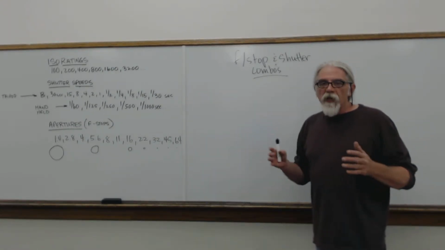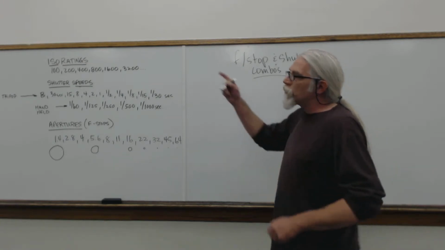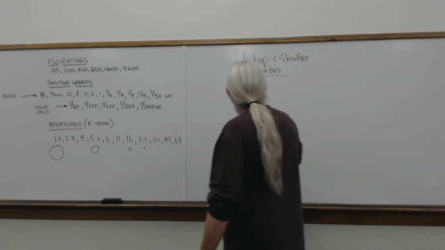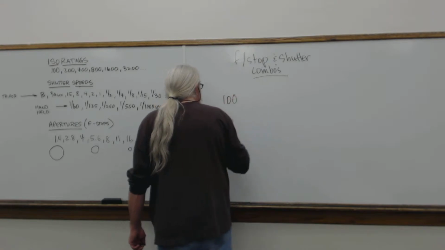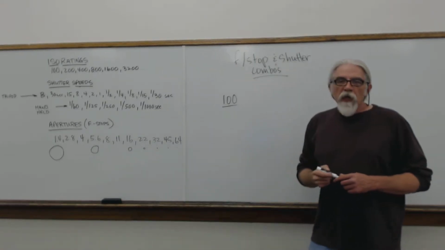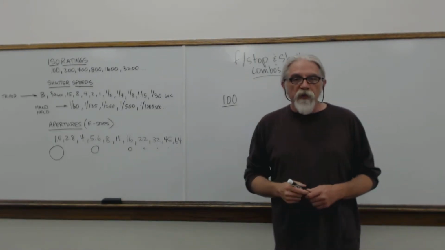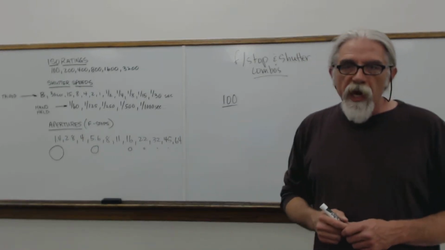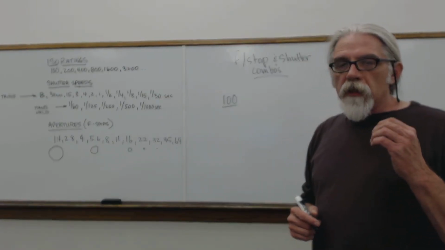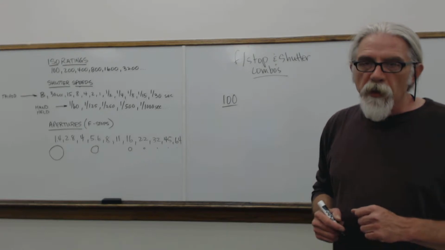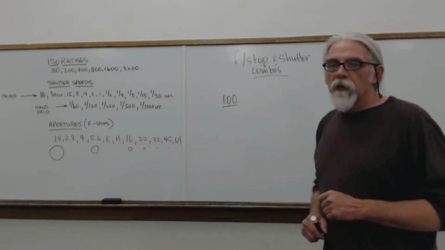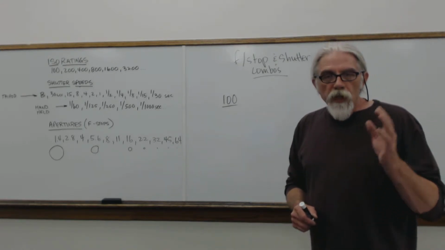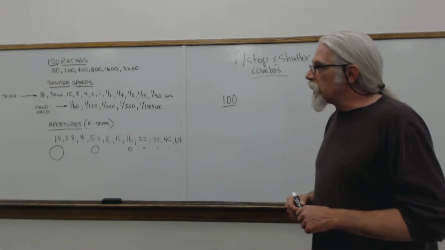Let's take a hypothetical situation where we choose to use an ISO rating on our camera of 100. Imagine that it is a beautiful sunlit day and we're outside with our camera and we want to get the finest quality image that we can, so we want to use that 100 ISO rating. We know we have enough light, it's a bright sunny day.